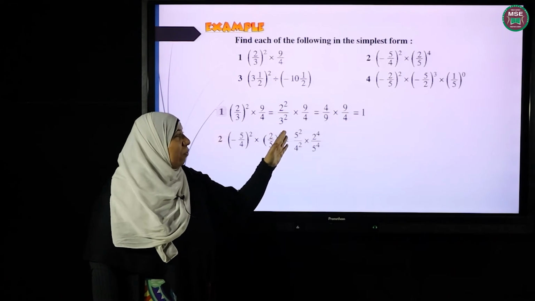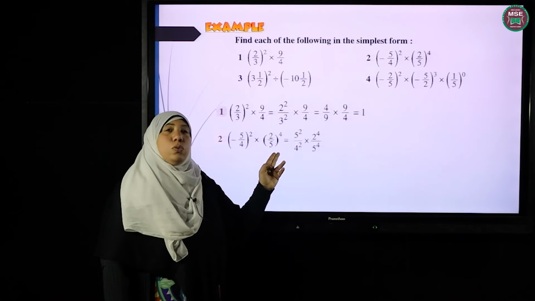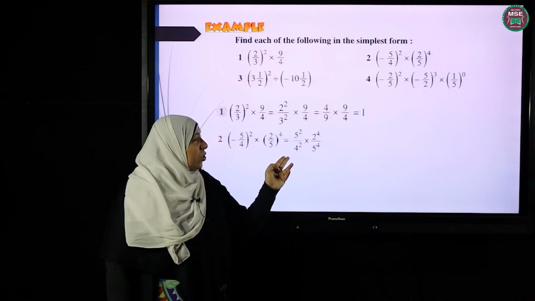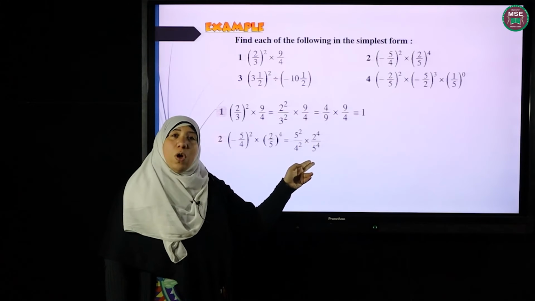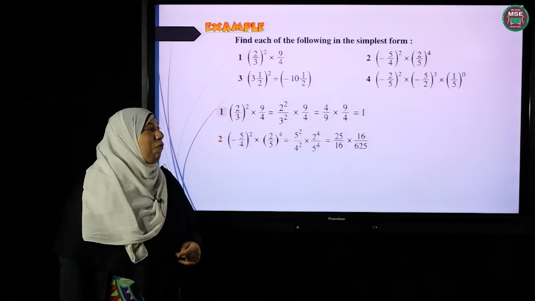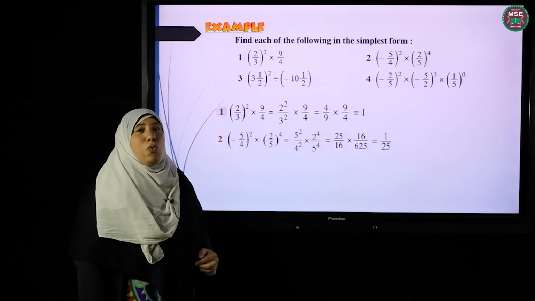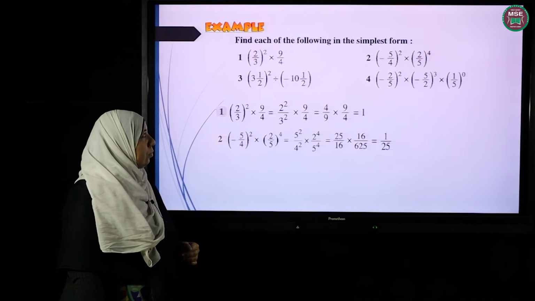2 over 5 power 4, also I will distribute the power. 5 power 2 over 4 power 2 is 25 over 16. 2 power 4 over 5 power 4 is 16 over 625. Finding the final result using the calculator, it's 1 over 25.